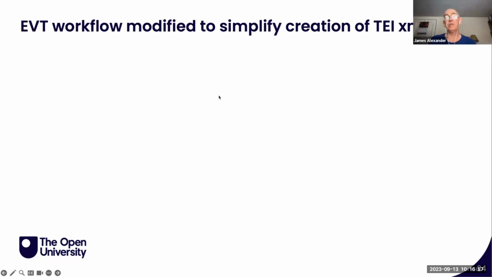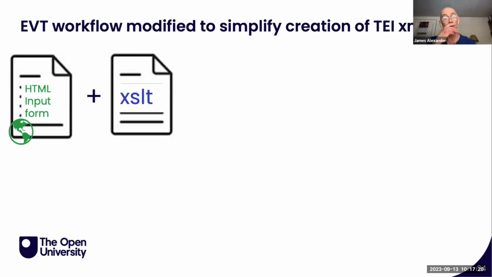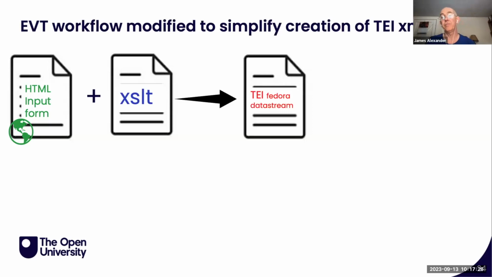So we adapted the view in the following ways to work for us. First of all, we started with a fairly simple HTML input form used to create a simple XML data stream in Fedora called letter. Essentially, this data stream, when it's created, is just the input form as a series of XML fields. This is then transformed with our custom XSLT to create a fully marked up TEI data stream in Fedora.